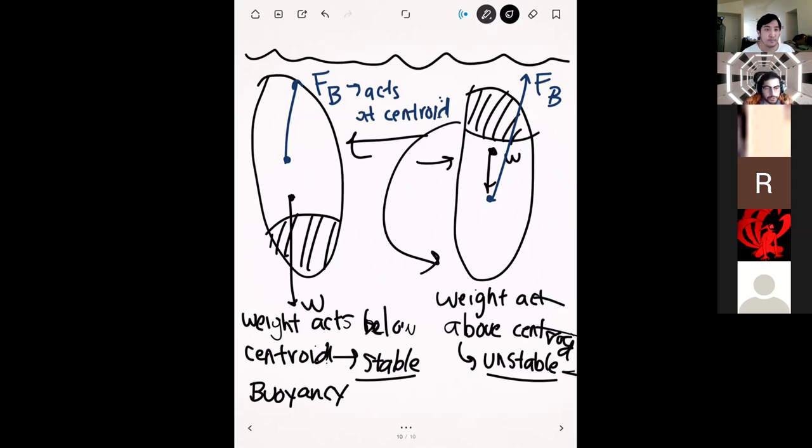Hey, Professor, just want to double check, the forces of buoyancy that are acting on the centroid, they're going directly upward, right? Yes. Yeah. Okay. So just so it didn't overlap with the force, I kind of drew it off to the side, but it's going perfectly vertically upward. All right. Just making sure. Thank you. Yep.